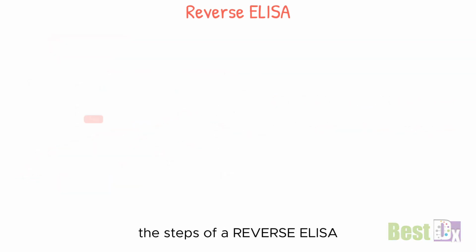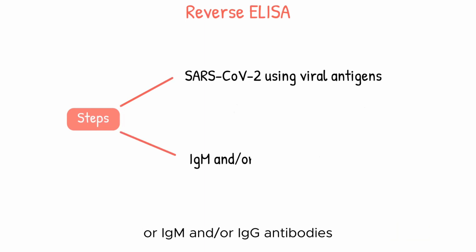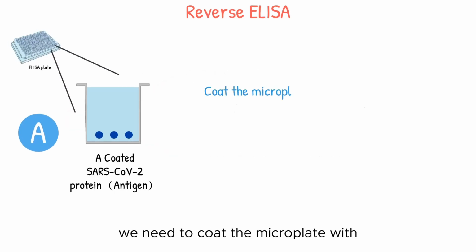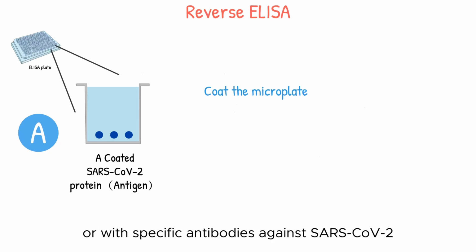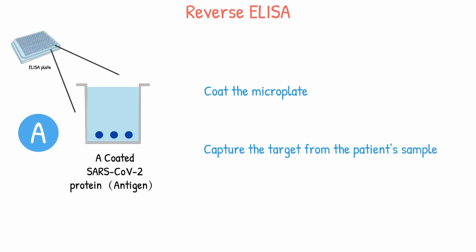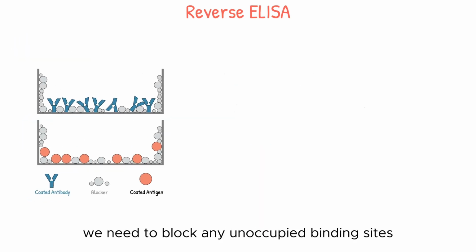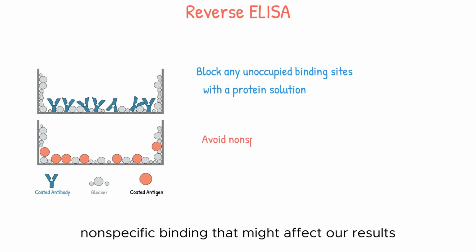Now let's go through the steps of a reverse ELISA to detect SARS-CoV-2 using viral antigens or IgM and/or IgG antibodies. So first things first, we need to coat the microplate with either the viral antigen, like the spike protein or nucleocapsid protein, or with specific antibodies against SARS-CoV-2. This step helps us capture the target from the patient sample later on. Now, after coating the plate, we need to block any unoccupied binding sites with a protein solution. This step is essential because it helps us avoid non-specific binding that might affect our results.